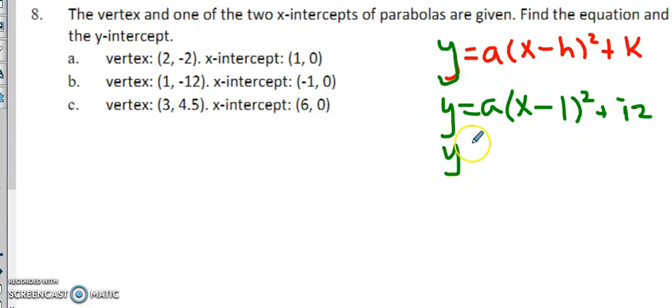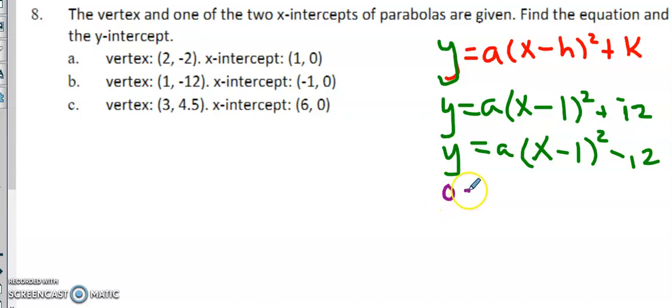So that means we get rid of... if I clean it up and get rid of that, take an addition of a negative and turn it into a subtraction problem, it becomes a times quantity of x minus 1 squared minus 12. And then we can replace the y value with 0, and the x value with -1.